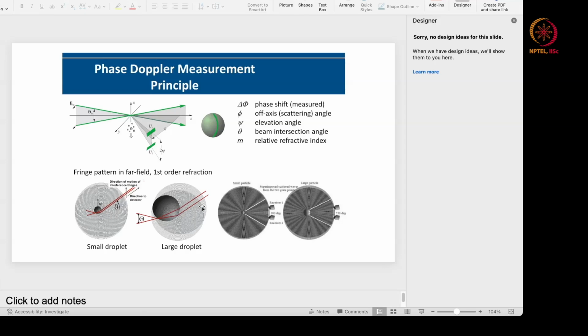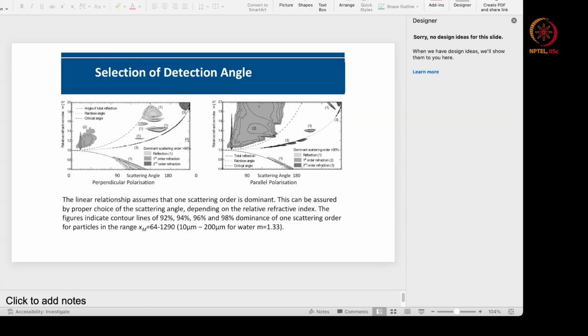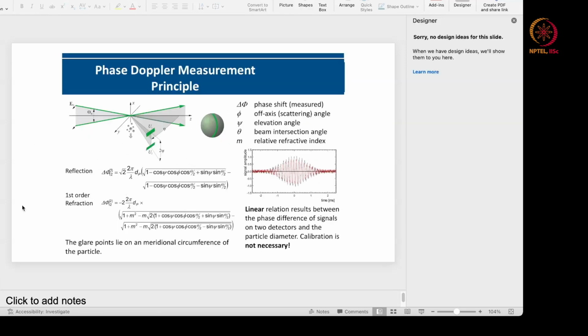So this is what we mentioned, and we also mentioned that, because of measuring the velocity bias, we introduced this frequency shift. As a result of that, the fringes were moving. So in principle, while you could calculate the fringe spacing and infer the diameter of the particle, because these two glare points lie on the meridional plane or meridional circumference, in reality you cannot, because that frequency is very high. Therefore, you had to resort to something like what we call the phase shift between these two detectors.